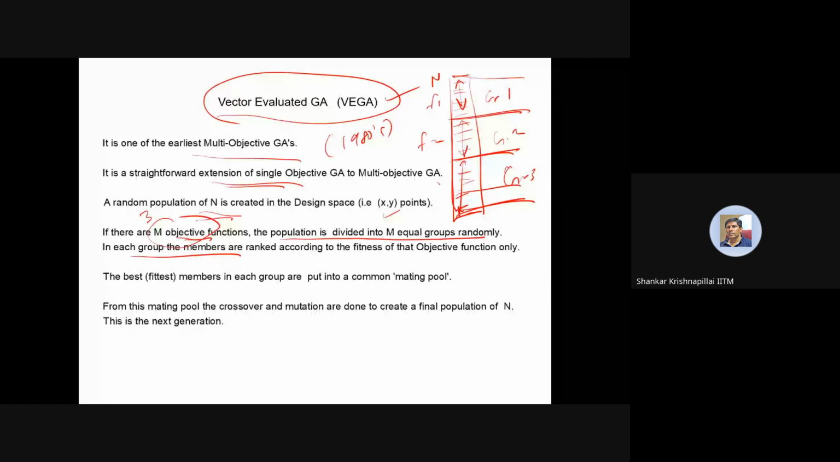And in group 3, it is arranged in the order of F3. Then the fittest members in each group are put into a common mating pool. So that we'll see in the next slide. From this common mating pool, crossover and mutation are done to create the next final population of N. So we'll see with a simple flow chart.